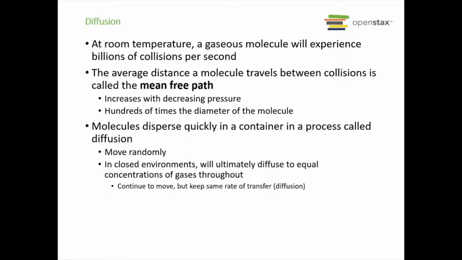So for diffusion, what happens is these molecules are dispersing quickly in a container, and they're moving randomly. In a closed environment, they're ultimately going to diffuse to where there's equal concentrations of gases throughout the container. They'll still be moving, but they'll keep the same rate of transfer.